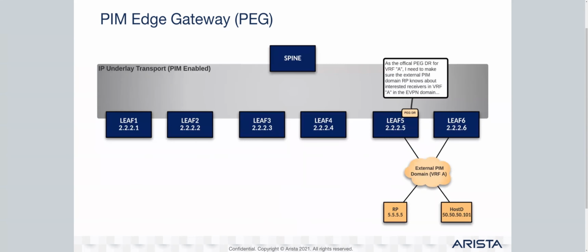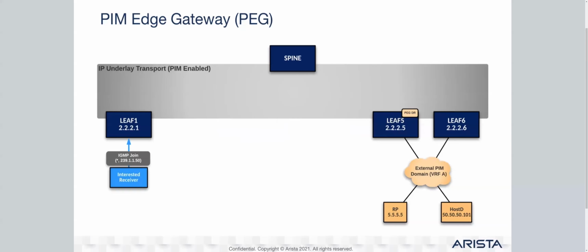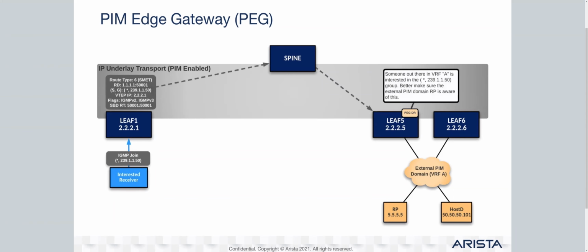So next, the other responsibility of the PEG. It's going to say, okay, well, I also need to make sure that if I receive an SMET route, so if there are interested receivers in VRFA and the EVPN domain, the external RP knows that there are receivers over here that are interested in some feed, right? Whatever that feed is, some group. So in this case, we have an interested receiver that wants to receive the group 239.1.150.